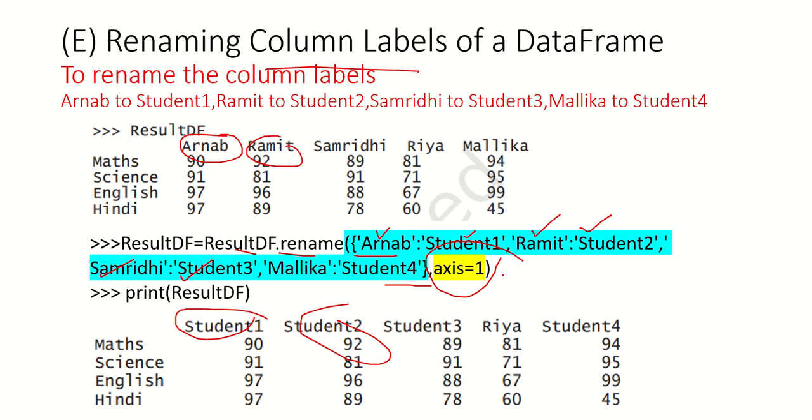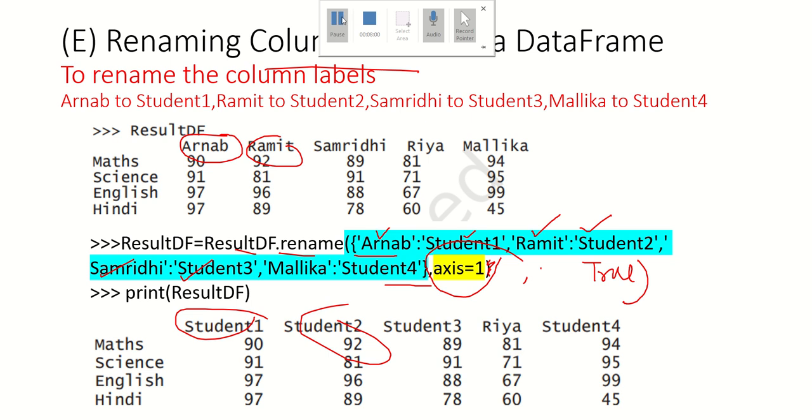So axis equal to 1 here. One more argument you can give is our inplace value, and inplace value has to be put as True, where T will be a capital letter. After this you can close the bracket. Okay, so these are all the operations that we have to perform for data frames.